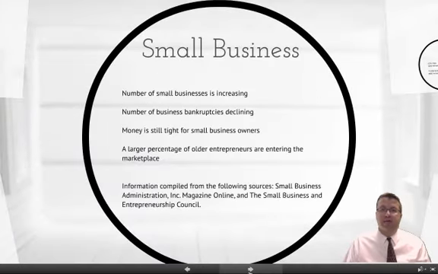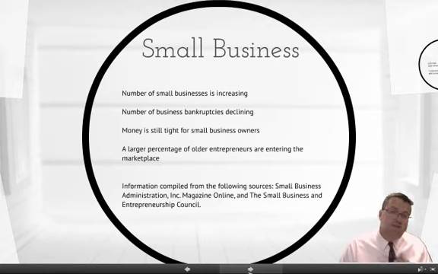And so, kind of as an overview, we look at small businesses. The number of small businesses is back on the rise. It's increasing. Banks are reporting that the number of business bankruptcies are declining. Money is still tight for small business owners. A larger percentage of older entrepreneurs are entering the marketplace. And how is that going to change businesses and who they're targeting?